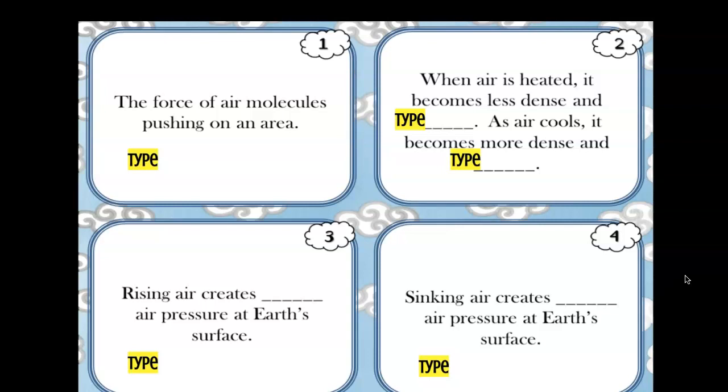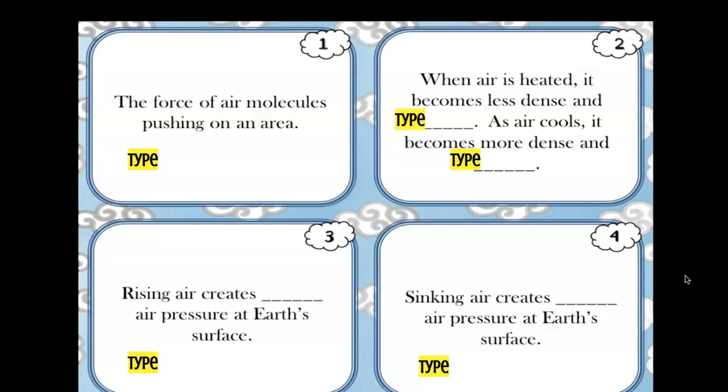Number 2, when air is heated, it becomes less dense and it rises. Have you ever heard the phrase warm air rises, cold air sinks? Warm air, in fact, does rise because as it goes up, the molecules inside of the warm air are really far apart, so it's less dense. Now, as cool air becomes more dense or heavier, it sinks. So for number 2, when air is heated, it becomes less dense and rises. As air cools, it becomes more dense and sinks.